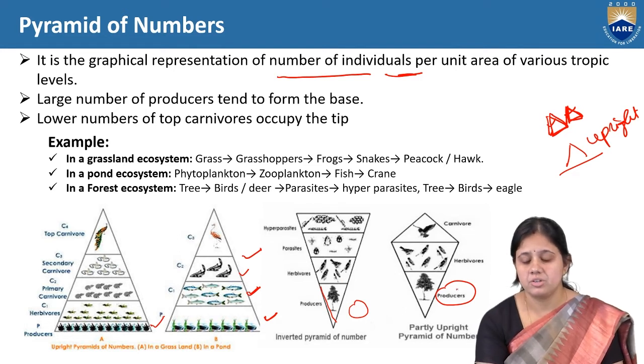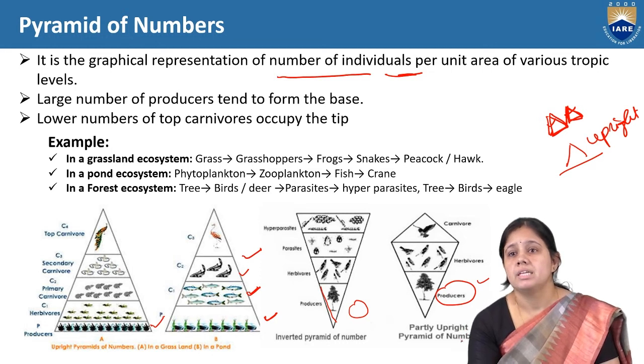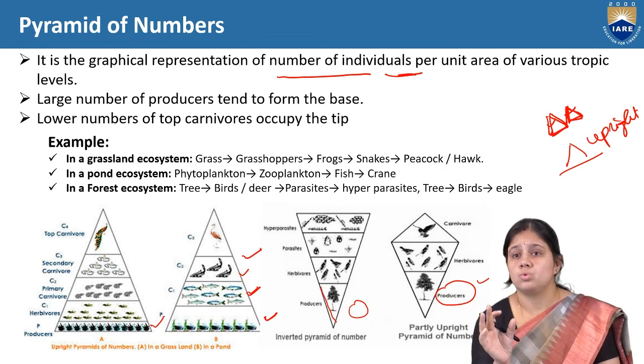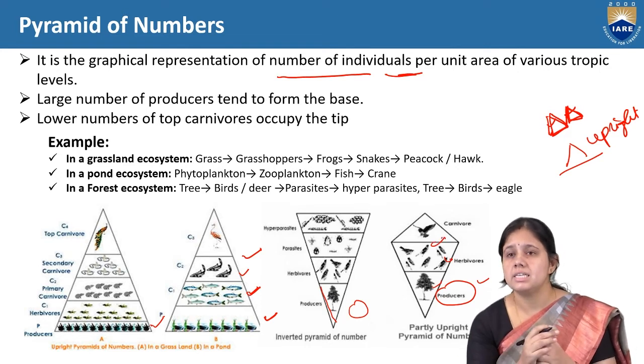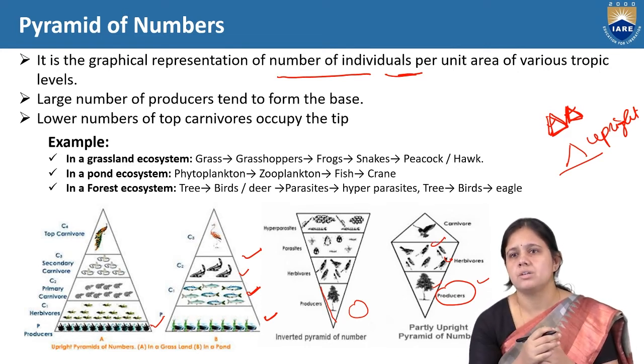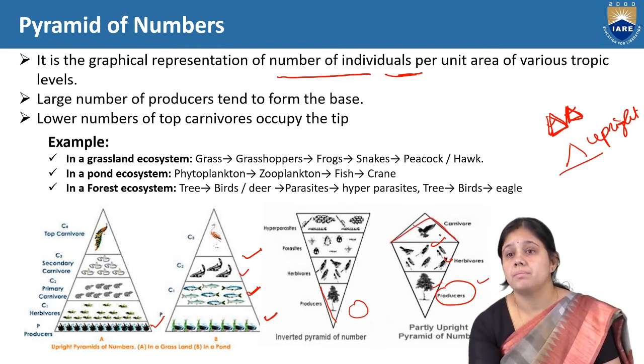Like this, in the second picture, you can also see an upright pyramid of number. This is also in the case of a forest ecosystem. It is an exception. The pyramid of number in the case of a forest ecosystem is something different. In the second picture, you can see that the first one is the tree, then birds, then the eagle. The eagle is a carnivore, and the eagle is again less in number. So the structure is like an upright pyramid of number.